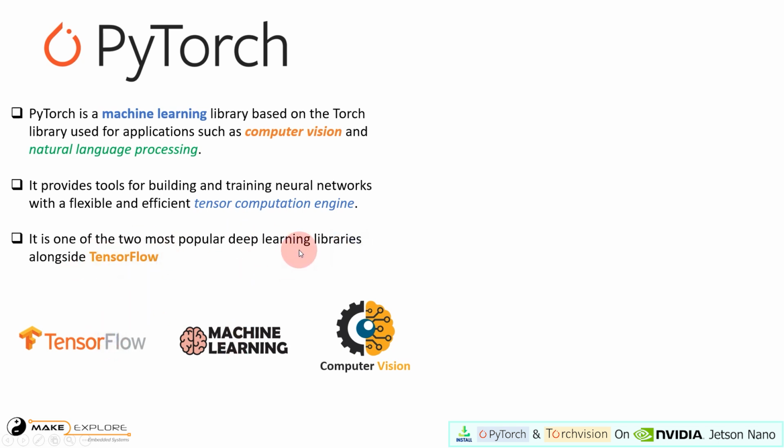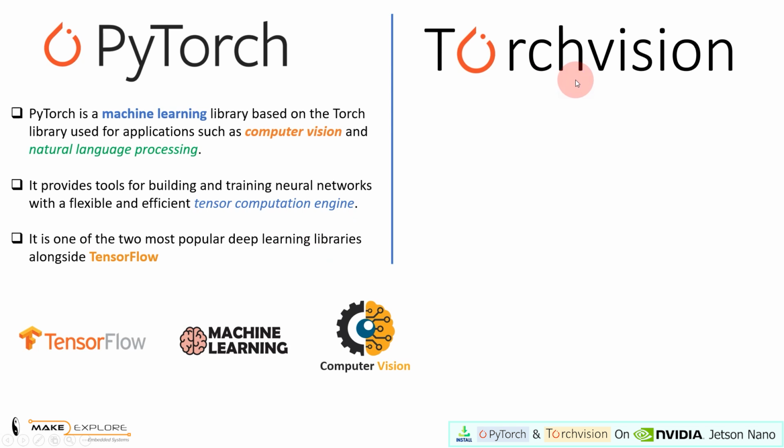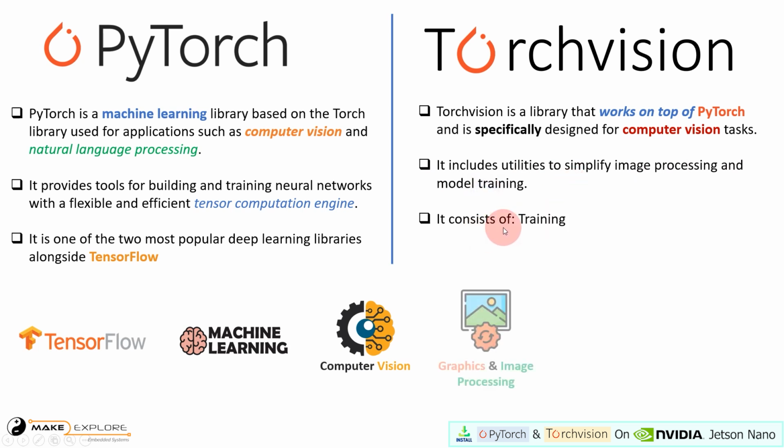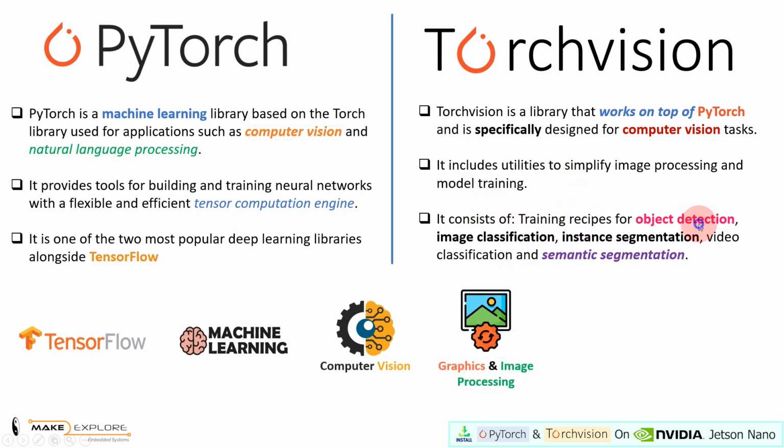On the other hand, let's see what Torchvision is. Torchvision is a library that itself works on top of Pytorch, and it is specifically designed for computer vision tasks. It includes utilities to simplify image processing and model training. It consists of training recipes for object detection, image classification, instance segmentation, video classification, and semantic segmentation.